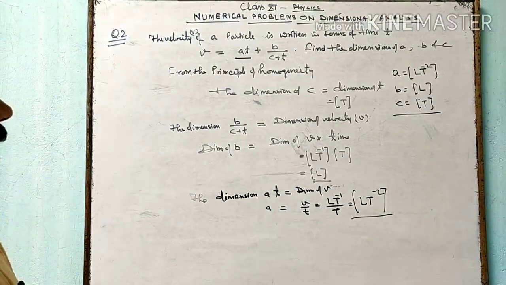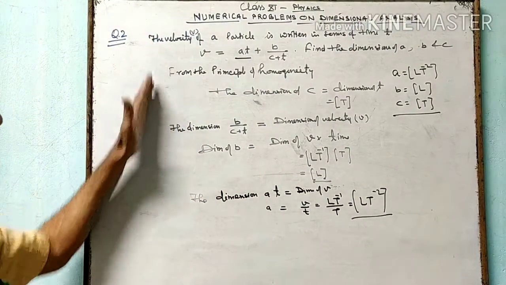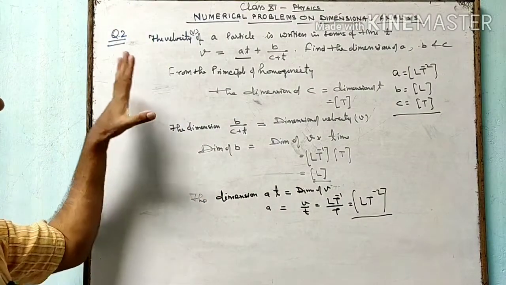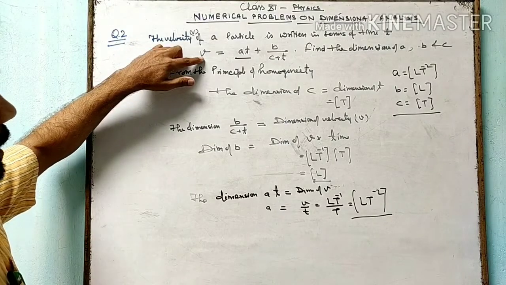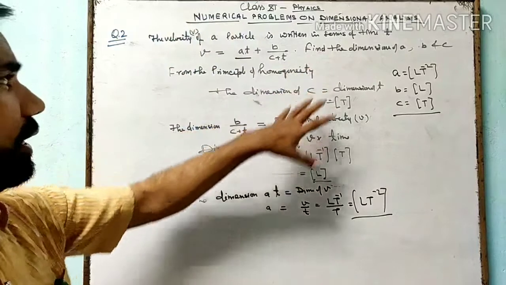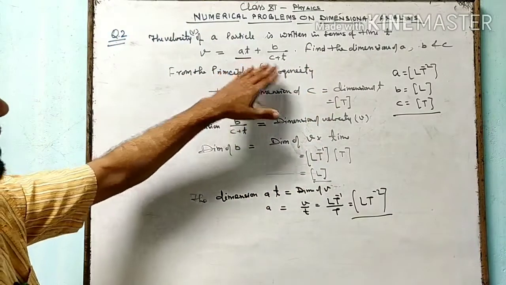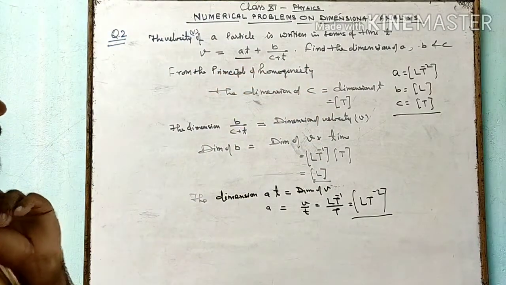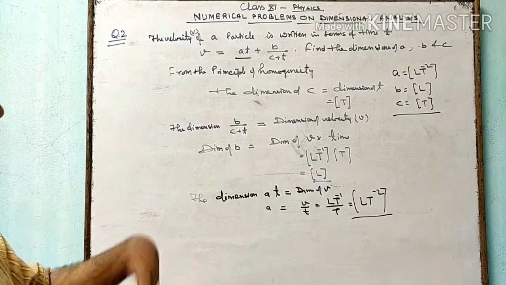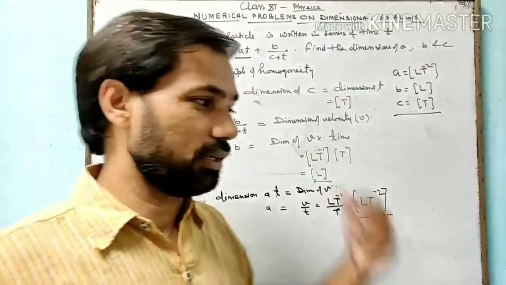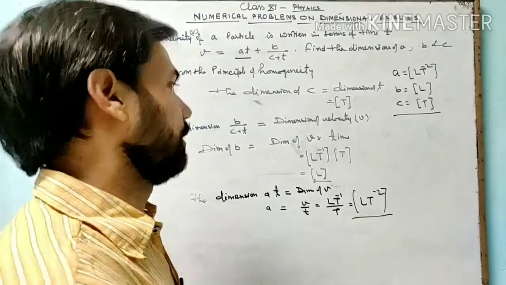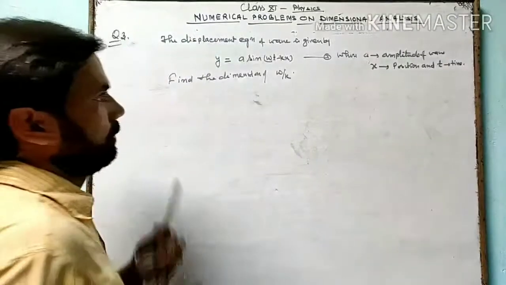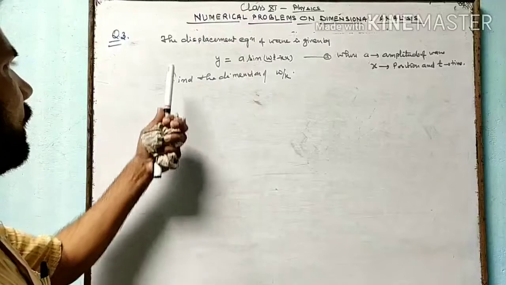We must keep the principle of homogeneity firmly in mind, and after this, whenever any physical relation is given with some constants in it, you can find the dimension of that particular constant by this logic. Okay, let us take another problem. Third problem is written here.